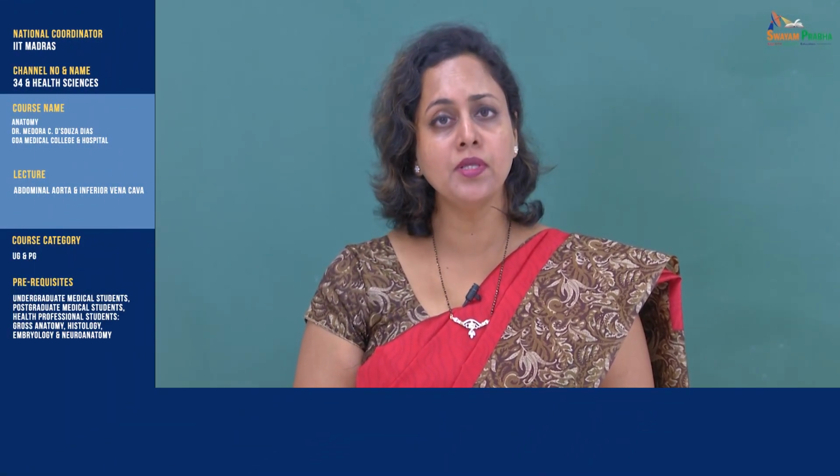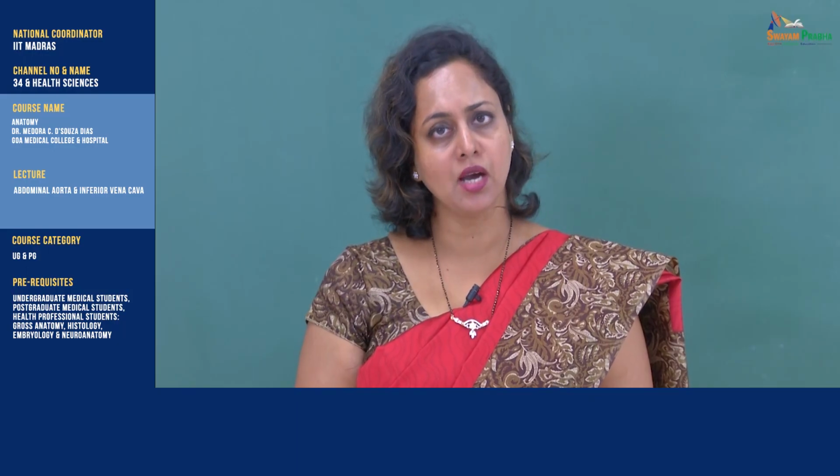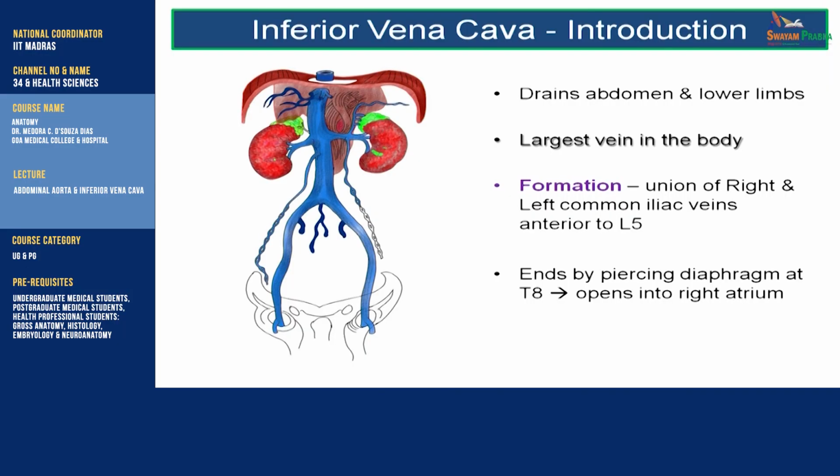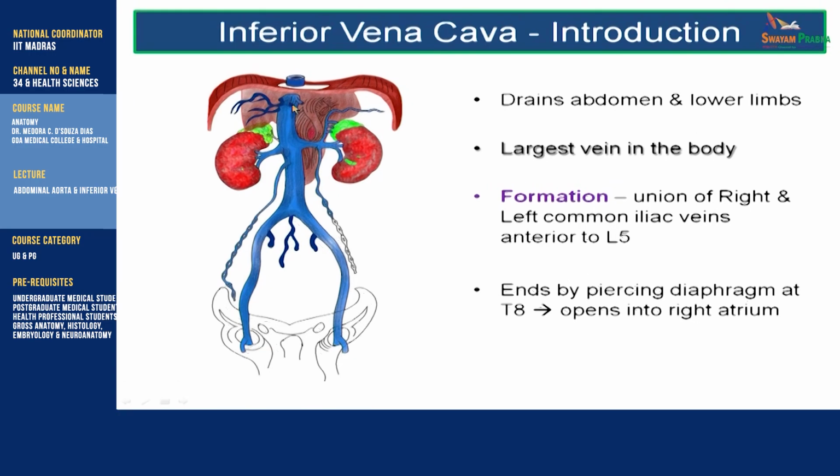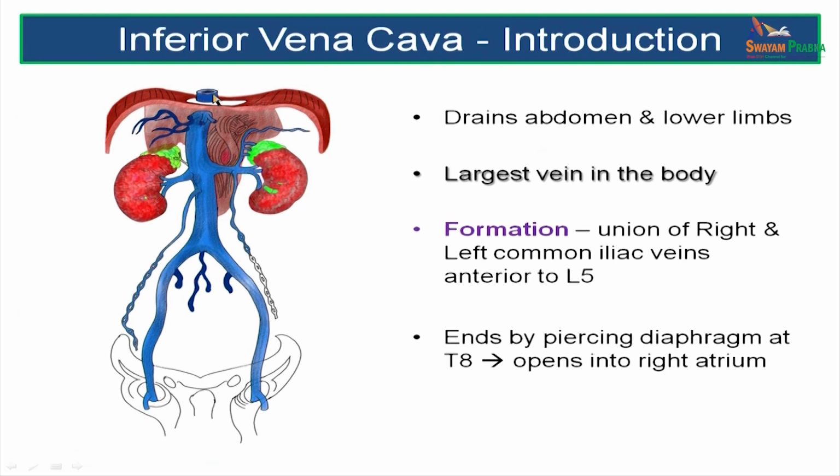The inferior vena cava is the largest vein which drains blood from the inferior extremities as well as from the abdominal regions and opens into the right atrium of heart. It is the largest vein in the body and it is formed at the level of the meeting point of the two common iliac veins and then ascends up, pierces the diaphragm at the level of T8 and enters the right atrium of heart from below.